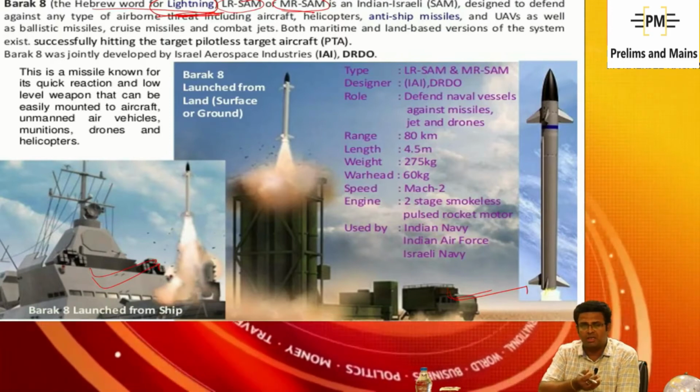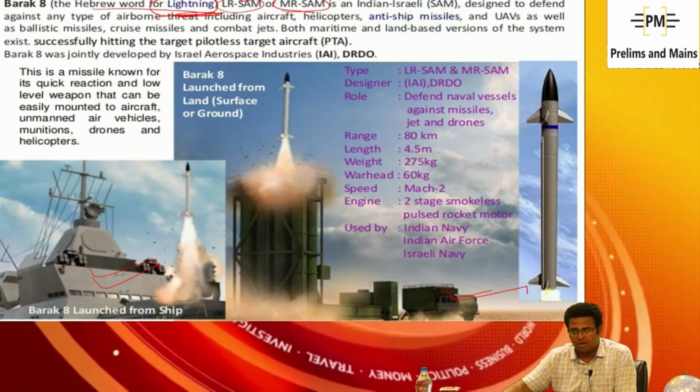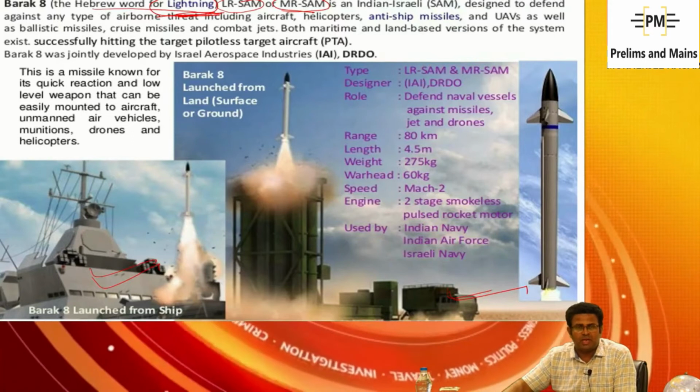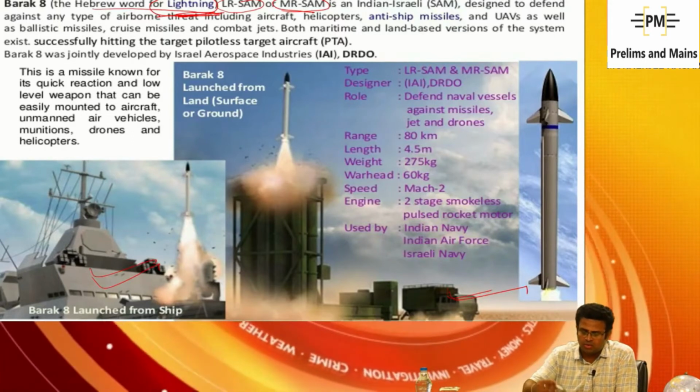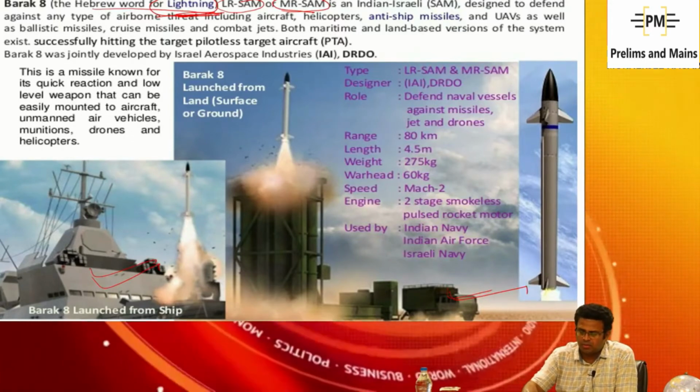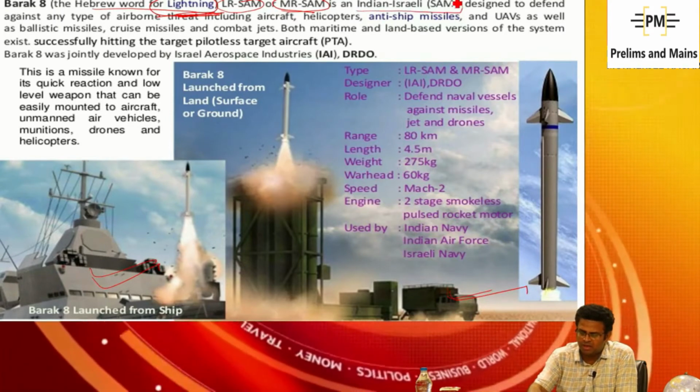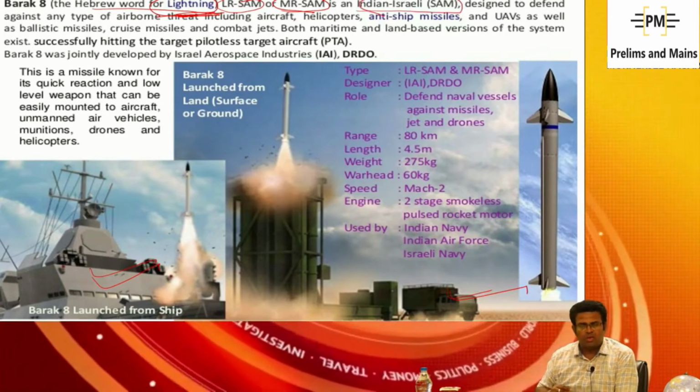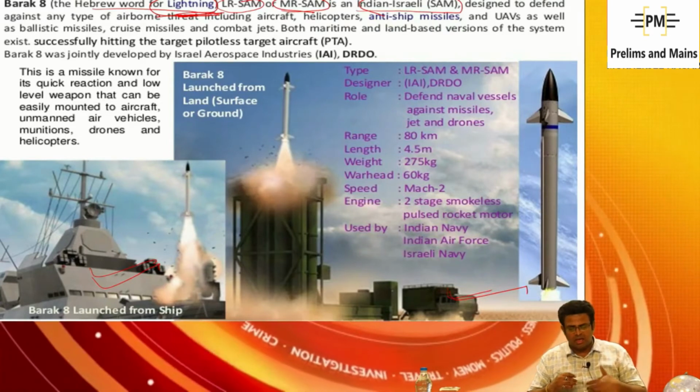It can be up to 100 kilometers, and it is a long-range surface-to-air missile. I am not talking about a ballistic missile. It is up to 150 kilometers also. It is developed with the help of India and Israel. Clear? It has the capability to strike anything.